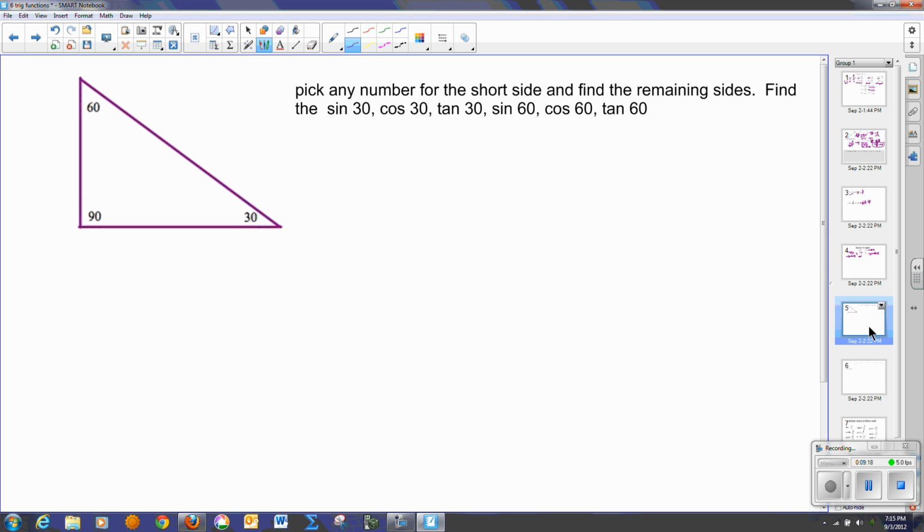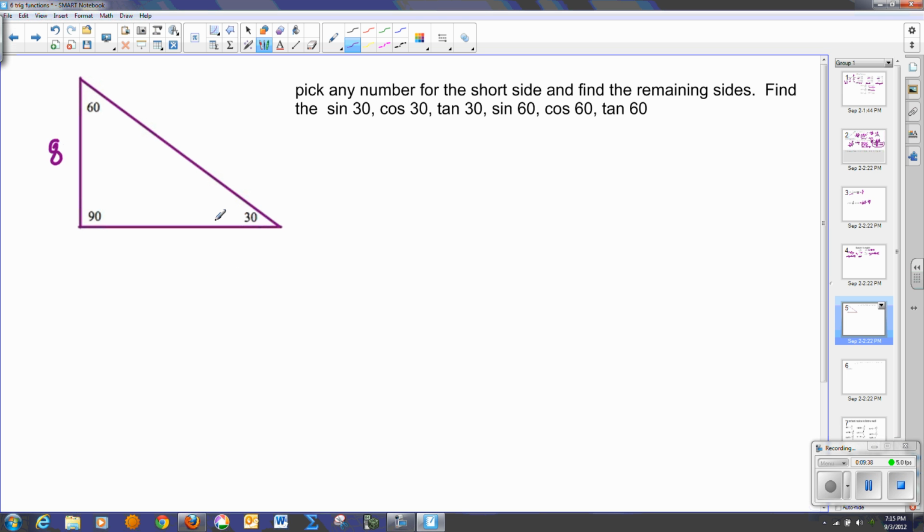So what I have for you here is a 30-60-90 right triangle. And what I'd like you to do is pick a number for the short side independently of what I'm going to write. So write a number down for yourself right now. I'm going to choose the number 8. You've chosen whatever you want.